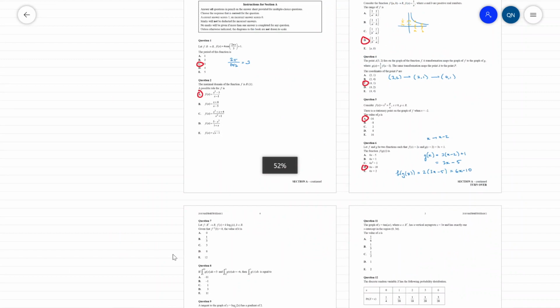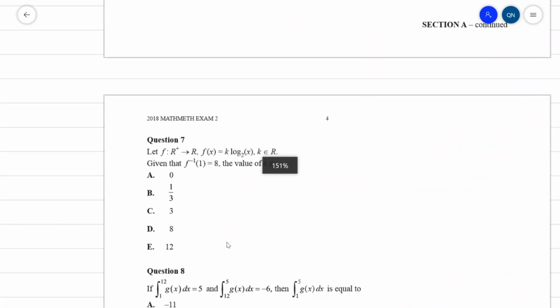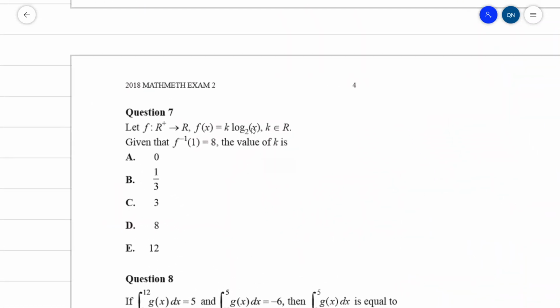Moving on, question 7, we have a log function. It's log base 2, and what do we know about this? We know the inverse of the number 1 is equal to 8. There's a few ways you can do this. You could find the inverse and work using the inverse function, but it's probably better just to invert this equation and realize, first of all, log is invertible, so you can rewrite this as f of 8 equals 1.